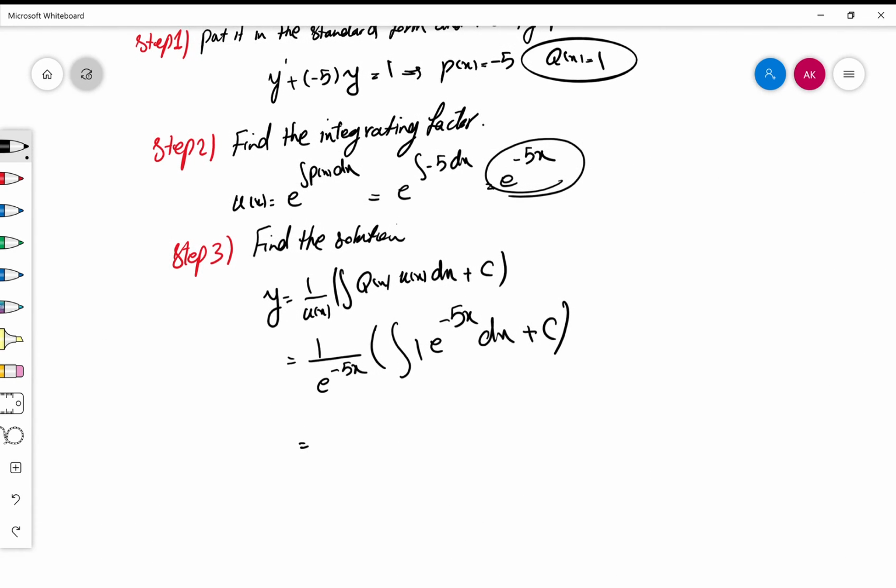And this is, well, I can bring this up. I can write it e to the power 5x. Then integral of e to the power -5x. You just do a very simple substitution, -5x to be u, then du is going to be -5 dx, and from there you can easily see that the antiderivative is this guy plus c.